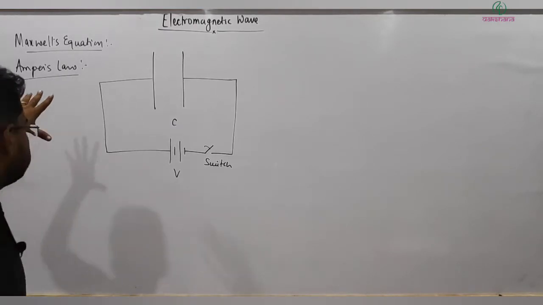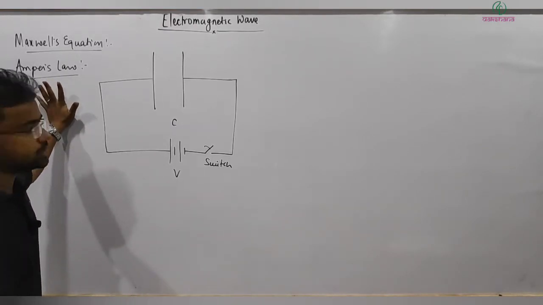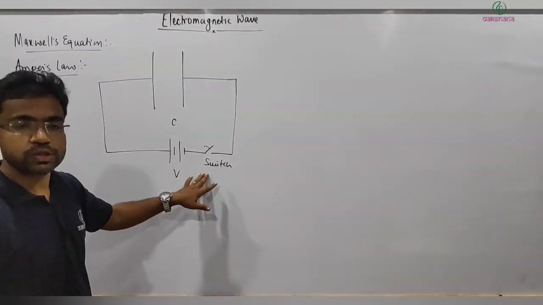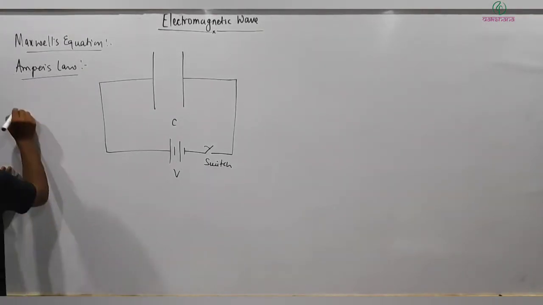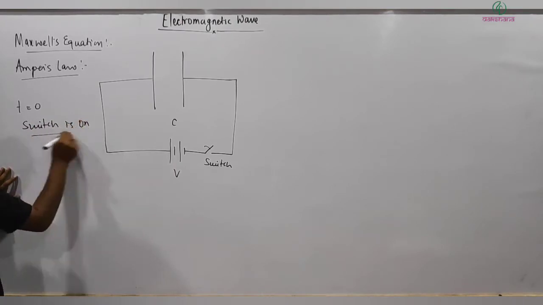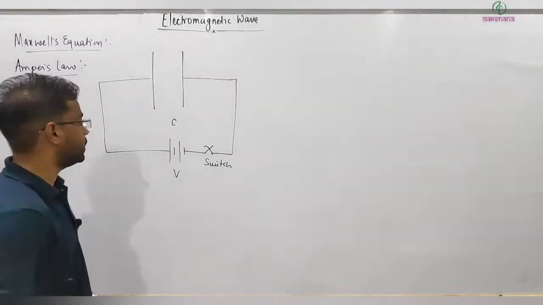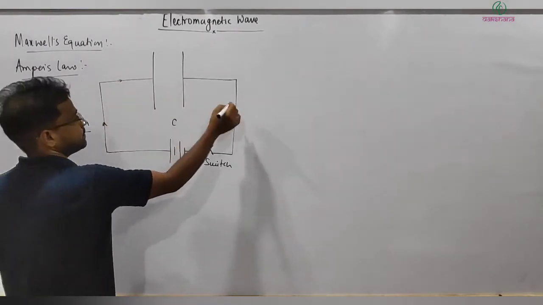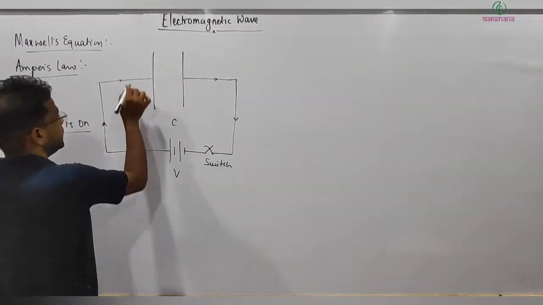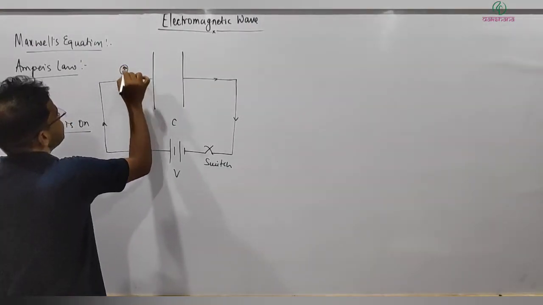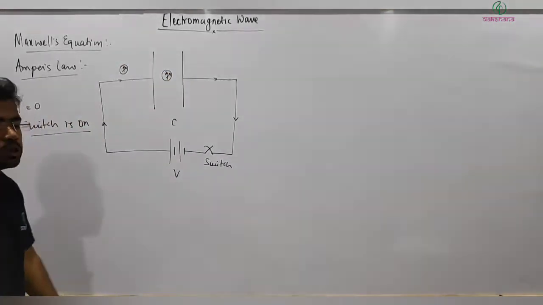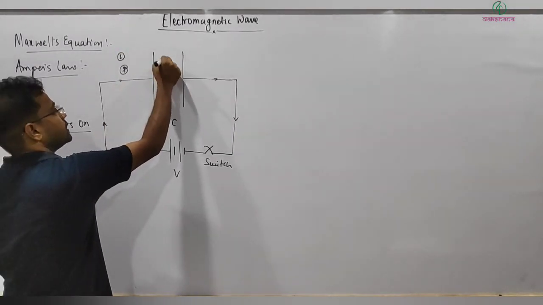Okay, so let's see something about Ampere's law first. Here we are considering one capacitor connected to one battery via a switch. Let's say at t equal to 0, the switch is on. Right, we are keeping it on. What will happen? Current will flow in this. And Maxwell placed a compass here and some deflection was observed, and he placed one compass here also, and there also deflection was observed. So let's say this is place 1 and 2.